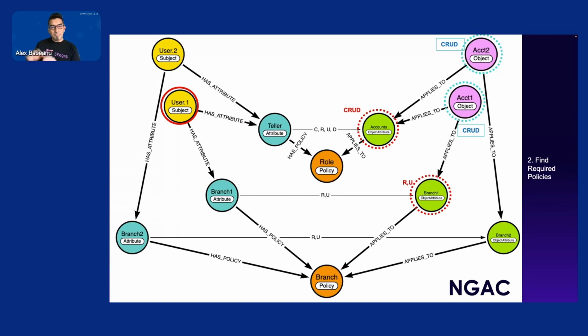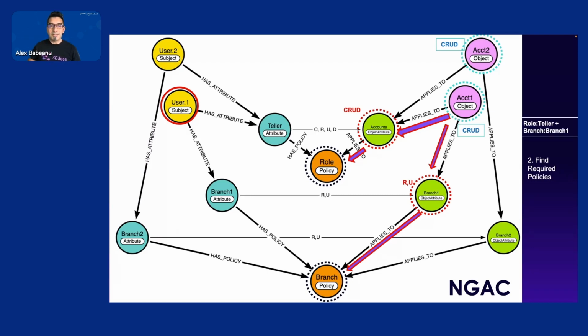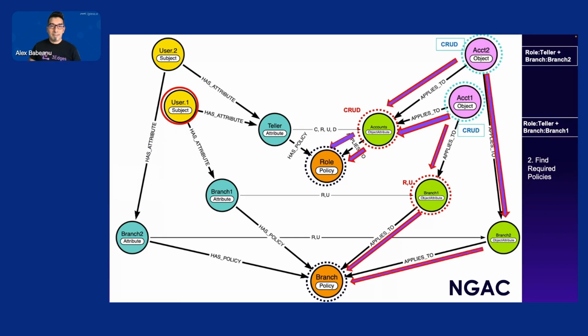Second step, starting from the accounts, we want to see what policies these accounts require. So we'll find a path from the objects to the policy nodes. There we go. For account 1, we have 2 policies. One requirement is a role of teller and a branch of branch 1. Similarly, for account number 2, we find a role of teller and a branch of branch 2.